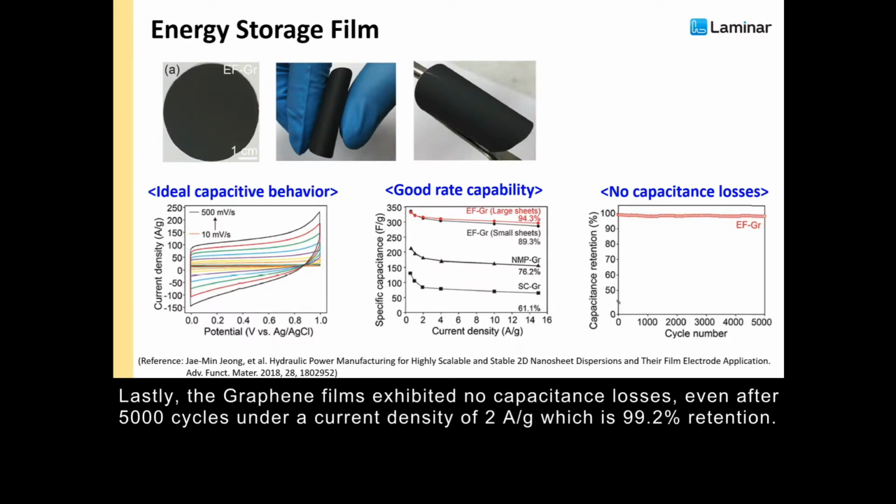And lastly, the graphene films exhibited no capacitance loss even after 5K cycles under the current density of 2 ampere per gram, which is 99.2% retention.